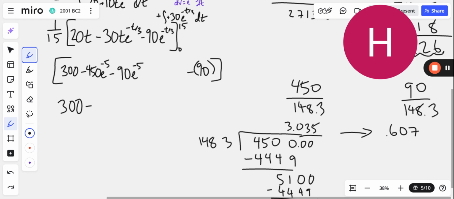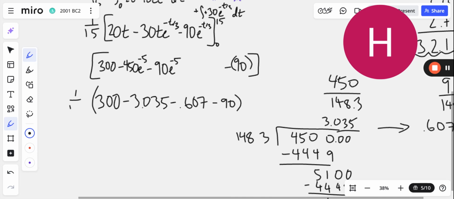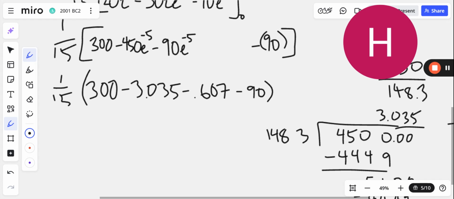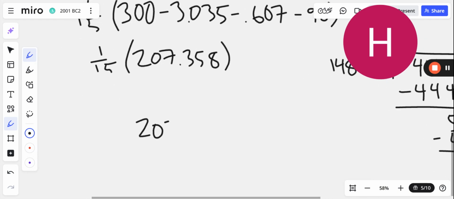Interesting. 300 minus 3.035, such a small number to subtract, minus 0.607, another small number to subtract, minus 90, and again, that's still times 1 over 15. So here we go. Subtract 90 first, that leaves you with 210. Then subtract 3, that leaves you with 207, 207.965, 207.358. And this is times 1 over 15. So let's bust out our division pants once more.